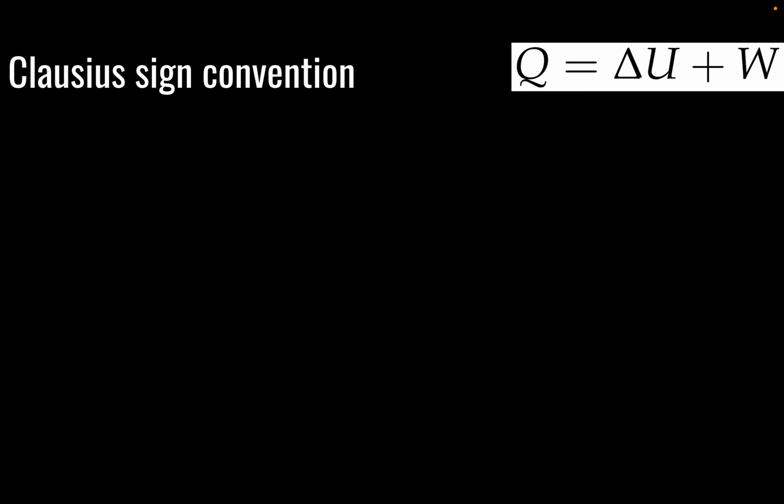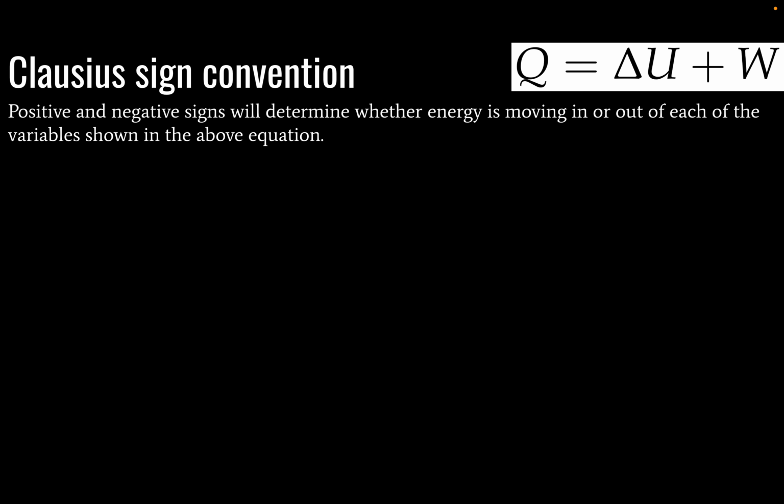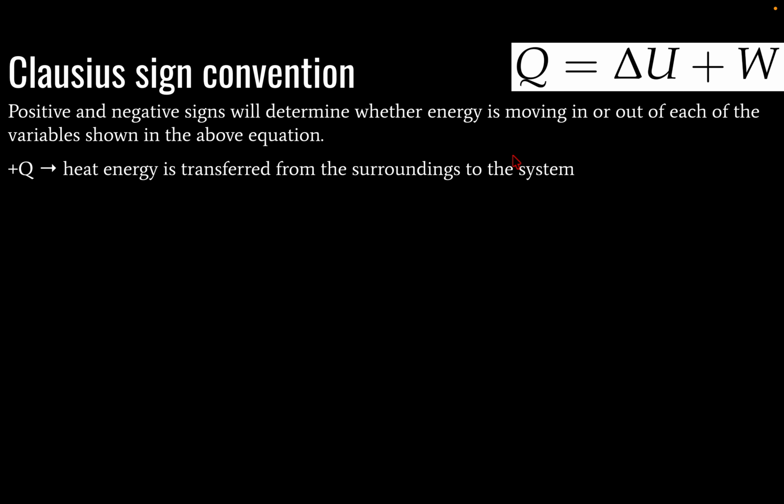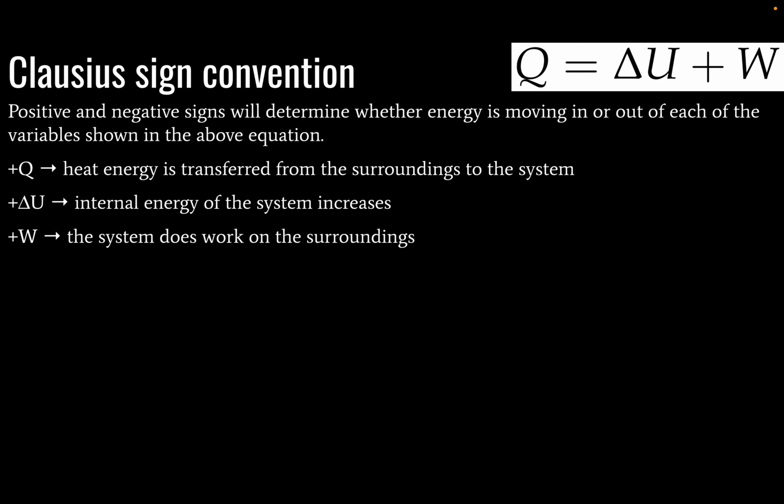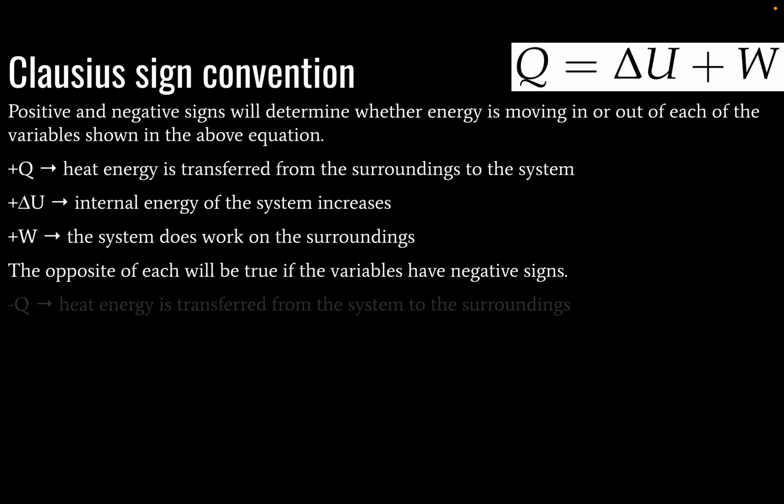This next then brings us to the Clausius sign convention, where positive and negative signs determine whether energy is moving in or out of each of these various options. Okay, so positive Q means that heat energy is transferred from the surroundings to the system. Positive delta U means that the internal energy of the system increases. Positive W means that the system does work on the surroundings.